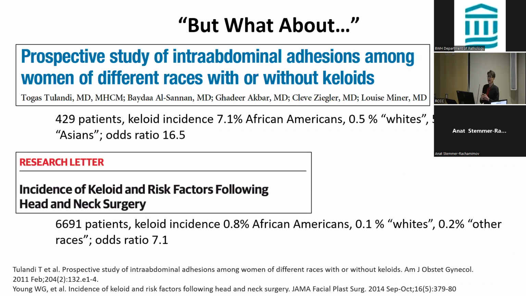Now, the next thing that happens, and I found this again and again, is that when you provide this fabulous evidence, someone is going to say, but what about this paper? This paper proves that keloids are more common in people of African descent. Here are two papers that were pushed at me. The first one finds a keloid incidence of 7% in African Americans compared to 0.5% in whites. The other finds 0.8% in African Americans and 0.2% in whites. So you can see already that we have very different numbers.